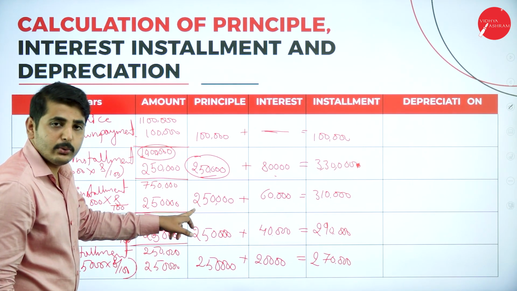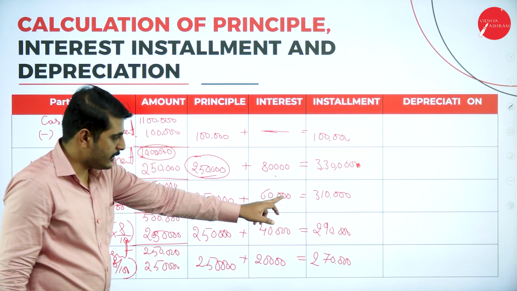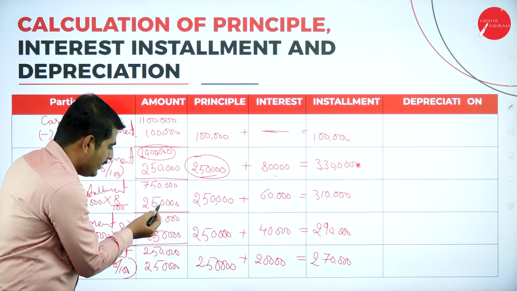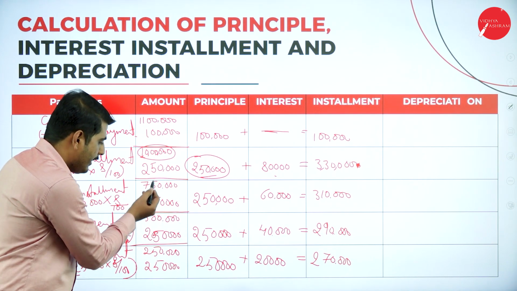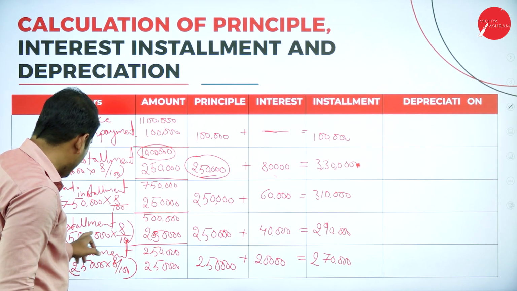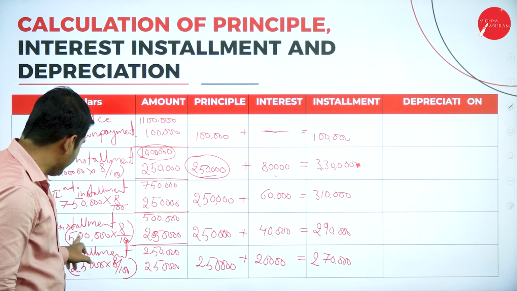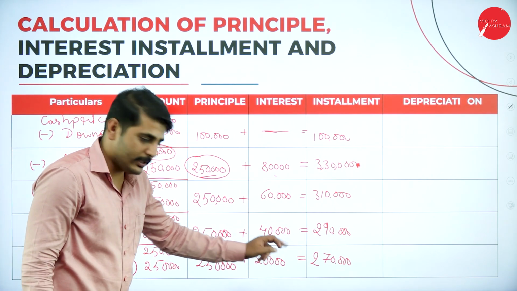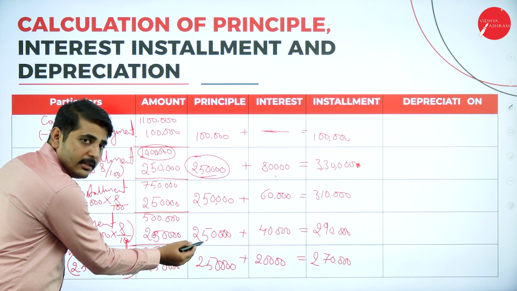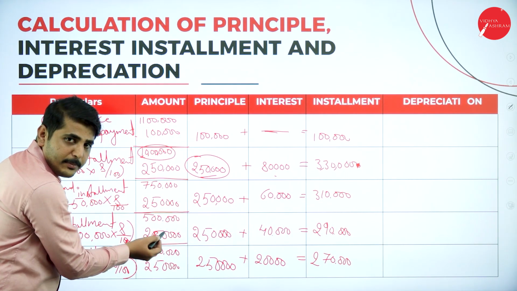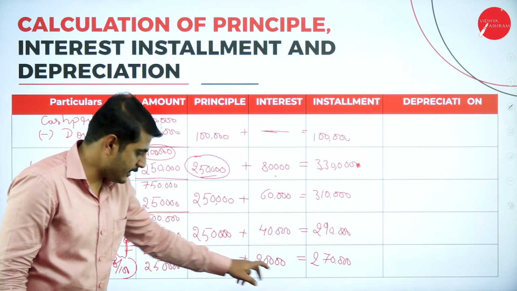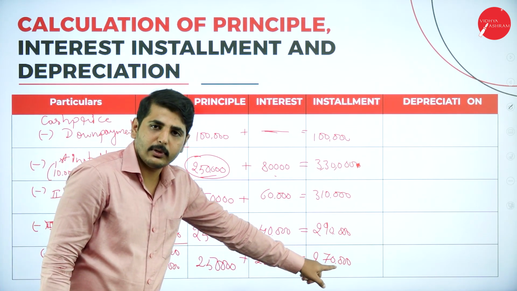What's our installment? Principal amount every year 2,50,000 plus interest equals installment. Again, write this 2,50,000 rupee principal here. Deduct from 7,50,000 minus 2,50,000, it will become 5 lakh. Again, we have to calculate the interest on 5 lakh rupees. 5 lakh into 8 by 100 is 40,000. Same principal plus interest equals installment. Again, write the same 2,50,000 here. So deduct principal minus principal, we will get 2,50,000. Again, 2,50,000 into 8%, 20,000 is the interest. Installment 2,50,000, total it is 2,70,000.